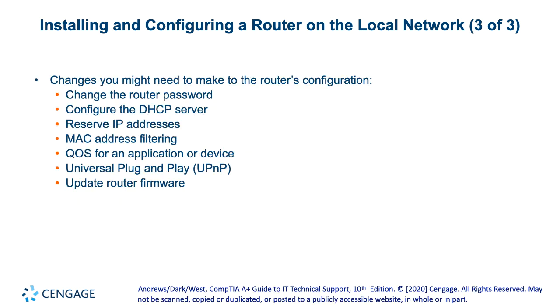All right, so changes you might need to make on the router, right? Change the router's default password, configure the DHCP server, reserve IP addresses, right? So for example, like a printer, you might want to reserve certain IP addresses from the DHCP server, so the printer always gets the same IP address, so that it doesn't get changed, so the printing stops working.